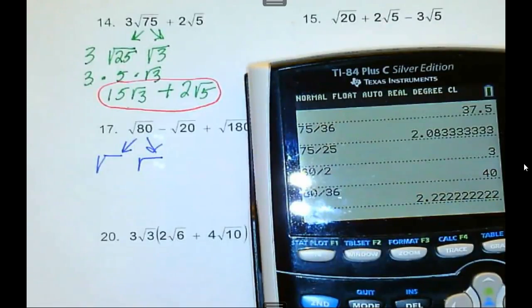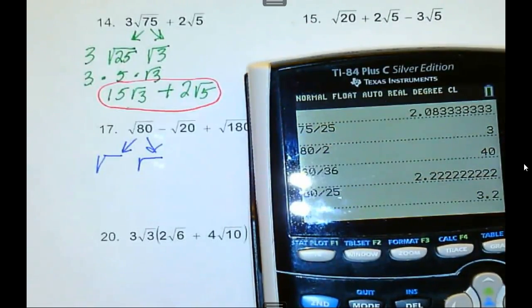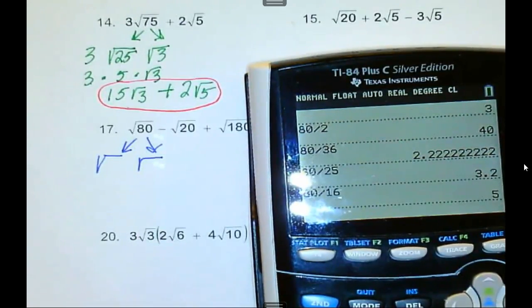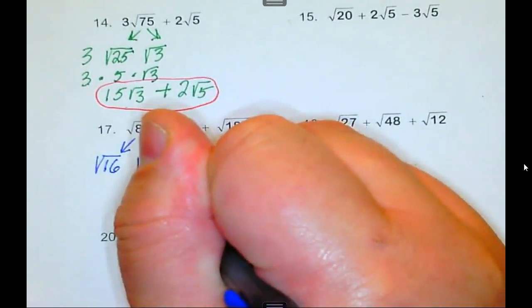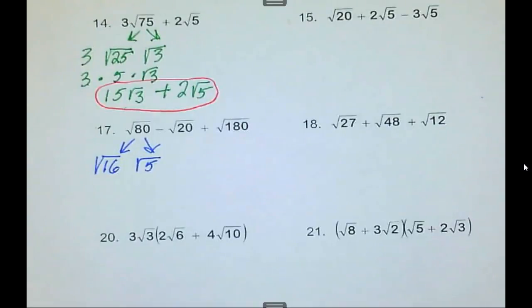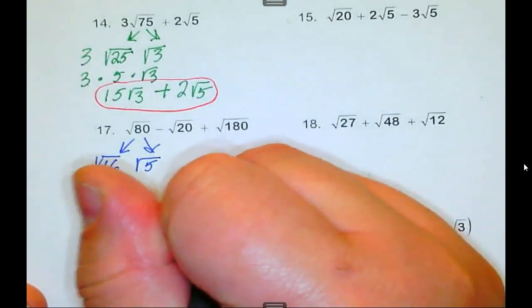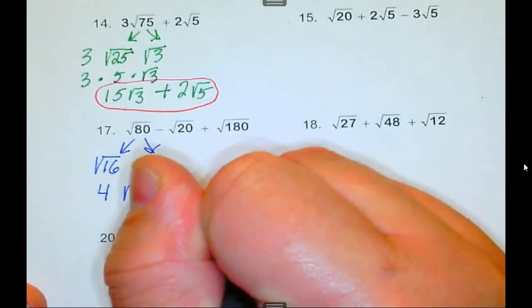25 is the next one. 80 divided by 25. Decimal. Not it. 80 divided by 16. Look at that. 16 times 5. Okay, square root of 16. 4 radical 5.